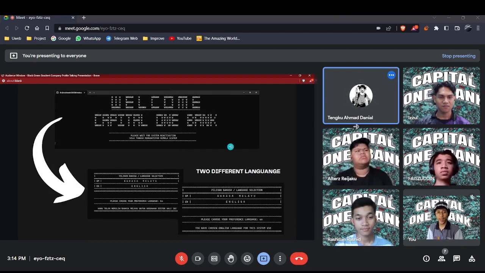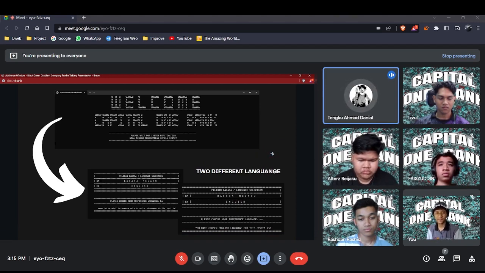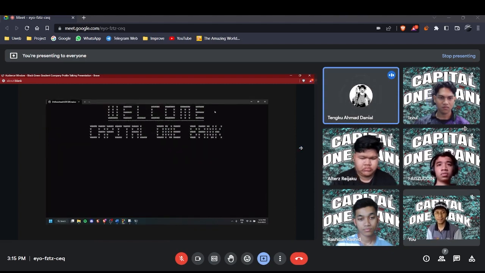For the sample output, first, after you open up the terminal and run the code, it will pop out the loading screen. It says Welcome to Capital One Bank, which is our company name, and tells the user to wait for a few seconds before the system reactivates. Then after the bank is activated, it will tell the user to input the choice of language. Over here we have two different languages that can be input, either Bahasa or English, and you can also put it in non-capital letters, and it will still be verified. And this is the sample output video.